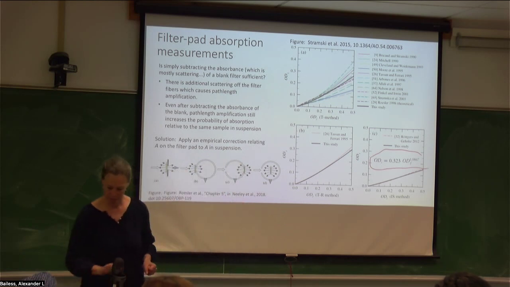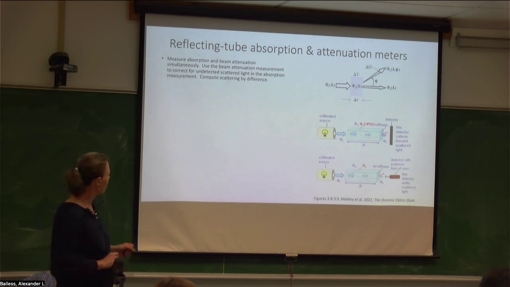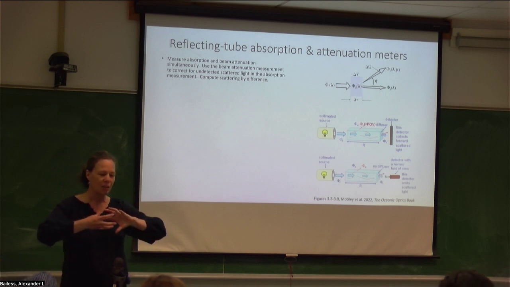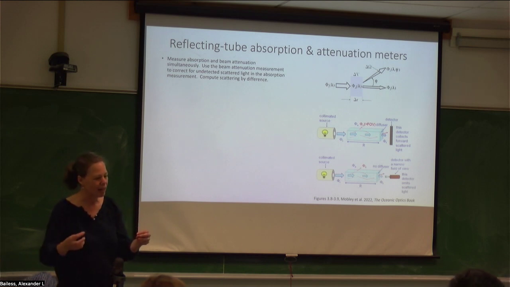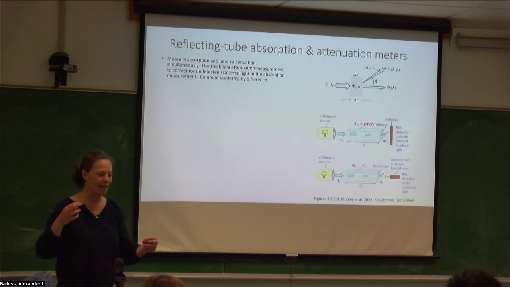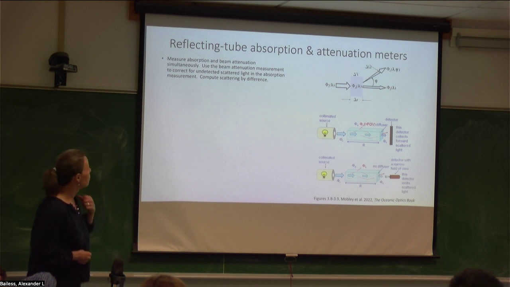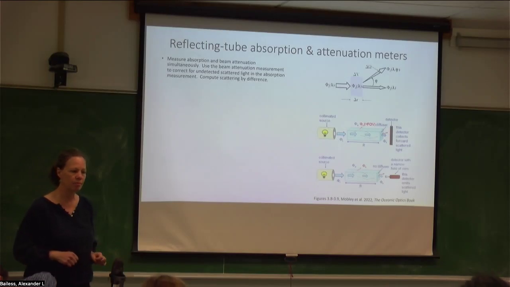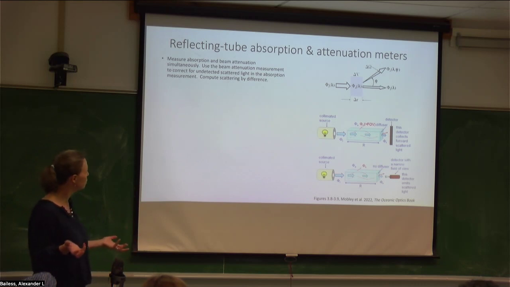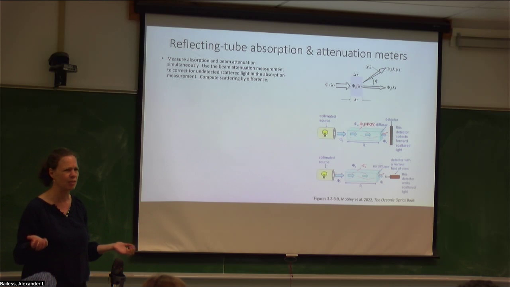Okay. All right, so moving on to a third category of measurements, and these also fit into the category of we want to know absorption, but there's scattering. So we're going to make a measurement and make informed assumptions about what the scattering did and try to correct for it. The reflecting tube absorption and attenuation meters, the AC meters, are the ones that we typically will use. There might be some other manufacturers of these out there, but the ones that WET Labs and now Sequoia Scientific make are the ones everybody uses.